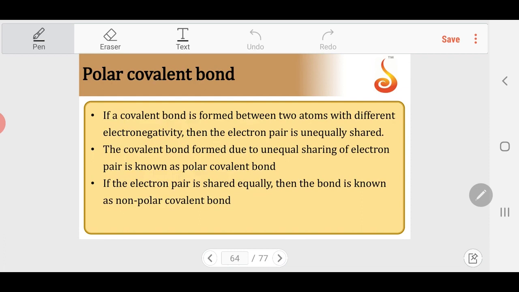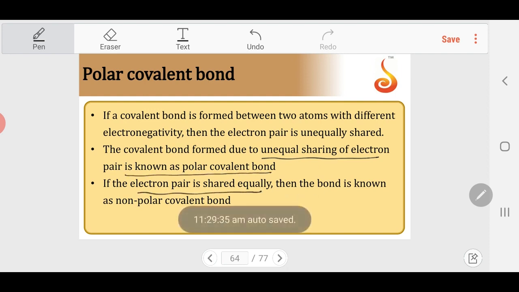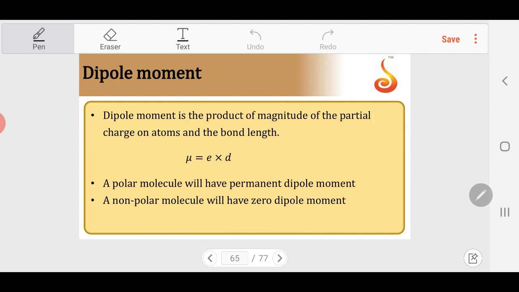Moving to polar covalent bond. If the covalent bond is formed between 2 atoms of different electronegativity, then the electron pair is unequally shared. If there is unequal sharing of electrons, the bond is known as a polar covalent bond. If the electron pair is shared equally, if the electronegativity is the same for 2 atoms, the bond will always be a non-polar covalent bond. So in a polar molecule, there is a property called dipole moment.